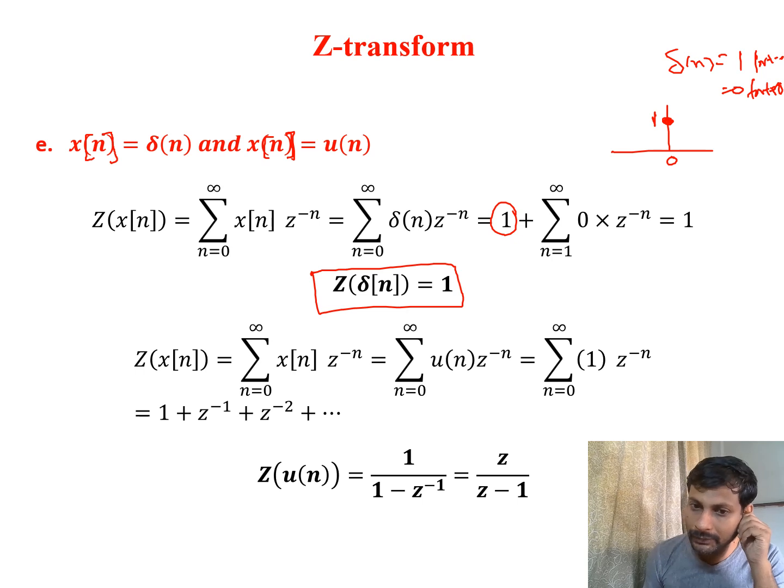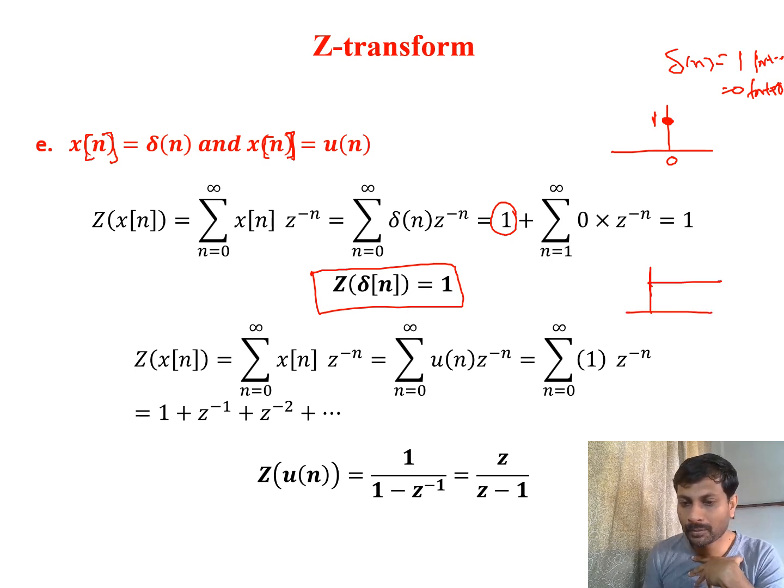Similarly, you can derive the step response for the unit step function, 0 to infinity. As we have already discussed in our previous class, u n is given by 1, 0 to infinity. It is a right hand sequence. So we are left with z to the power minus n. It is a geometric series. So this geometric series will give you 1 by 1 minus z to the power minus 1. Simplified, z by z minus 1.